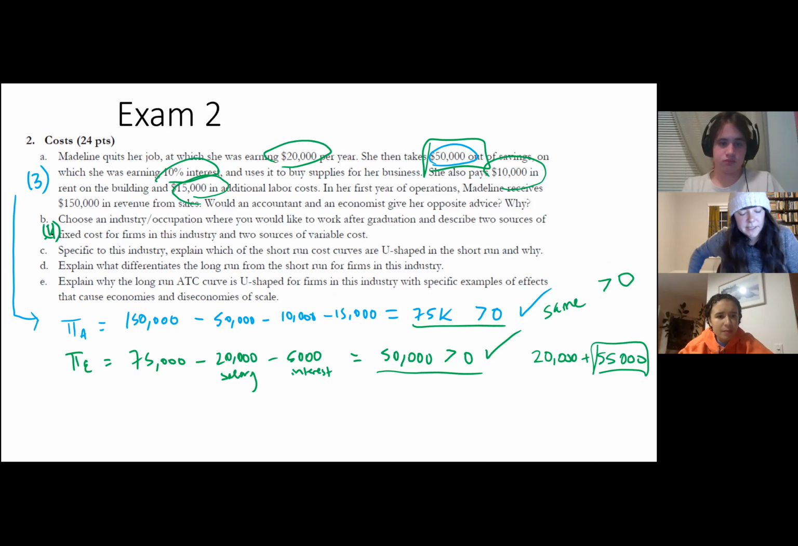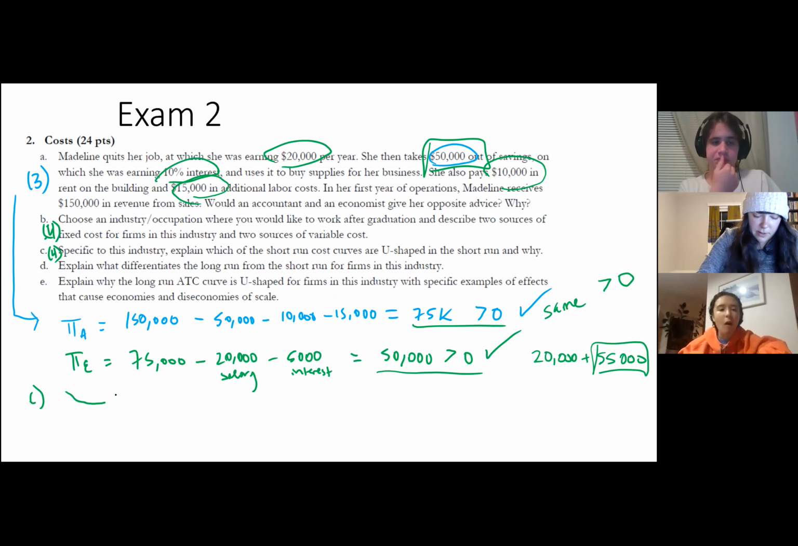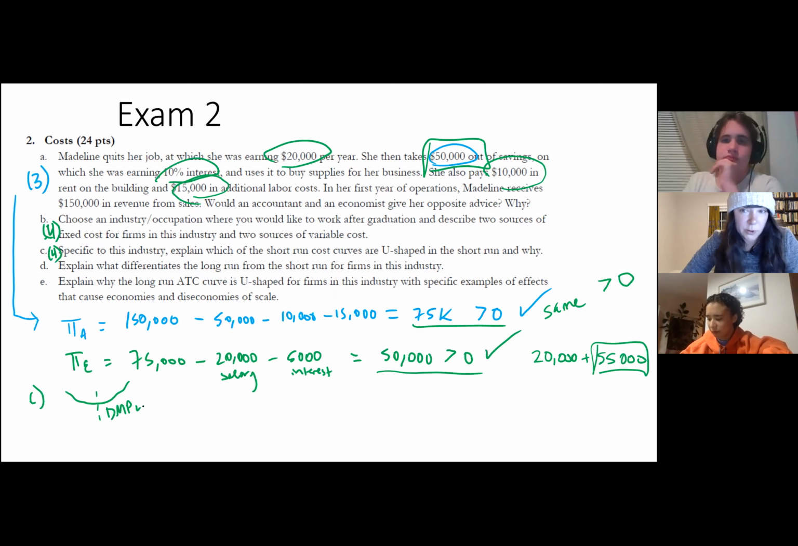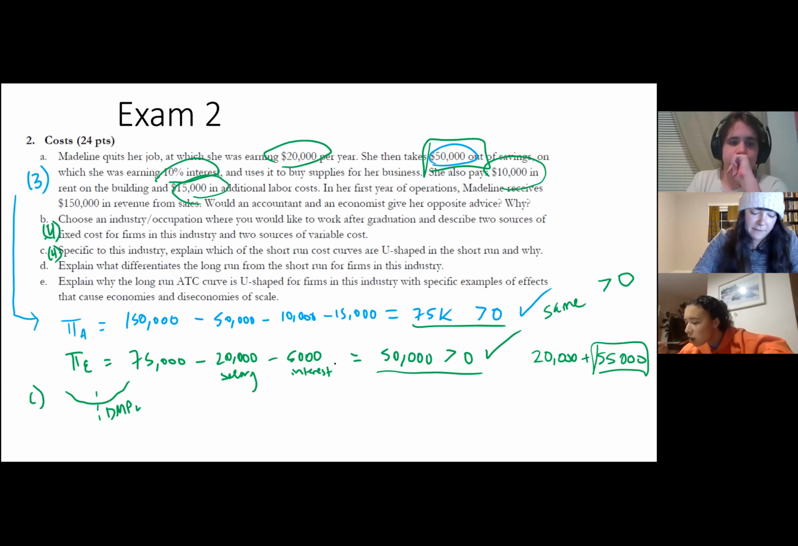C, specific to this industry, explain which of the short run cost curves are U-shaped in the short run and why. So C is one that a lot of people lost points. It was worth 4 points. So for C, we want to talk about the U. In the short run, when one input is fixed, the cost curves go up because of diminishing marginal product, usually of labor, when you have a fixed input in the short run.